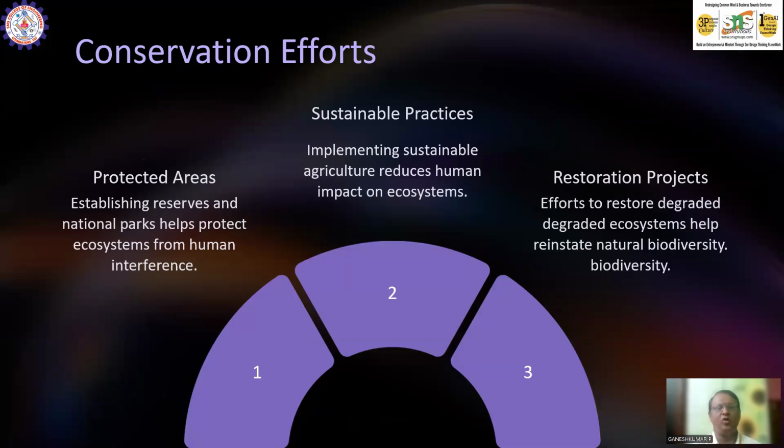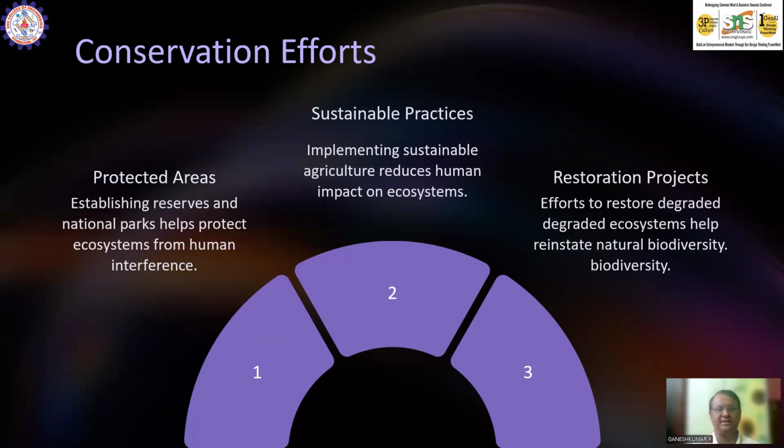And the conservation efforts. How can we conserve this? We can do the conservation in three aspects. One is creating protected areas, doing sustainable practices, and carrying out restoration projects. So what is a protected area? We have to create reserved forests, national parks, wildlife sanctuaries, and biosphere reserves, so that establishing these will help to protect the environment from human interference, that is daily human activities like hunting and gathering.